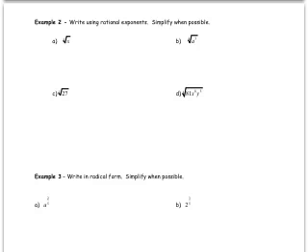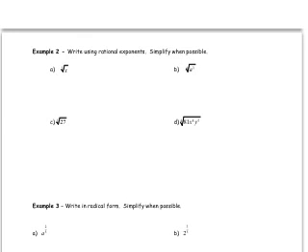All right, so on page 2, example 2, we're writing using rational exponents. So if I want you to use rational exponents, that means I don't want radicals. That is what that statement means, right? Using rational exponents says, I want to see exponents only. No radicals.